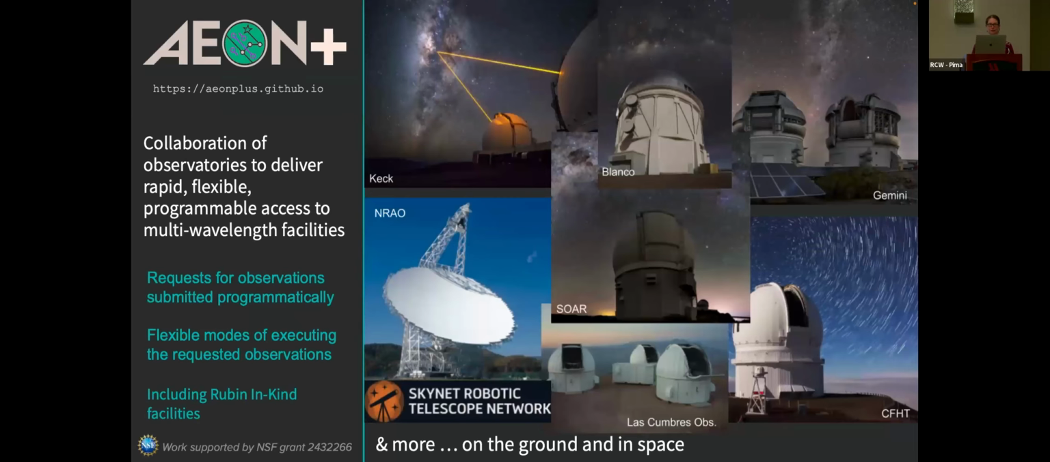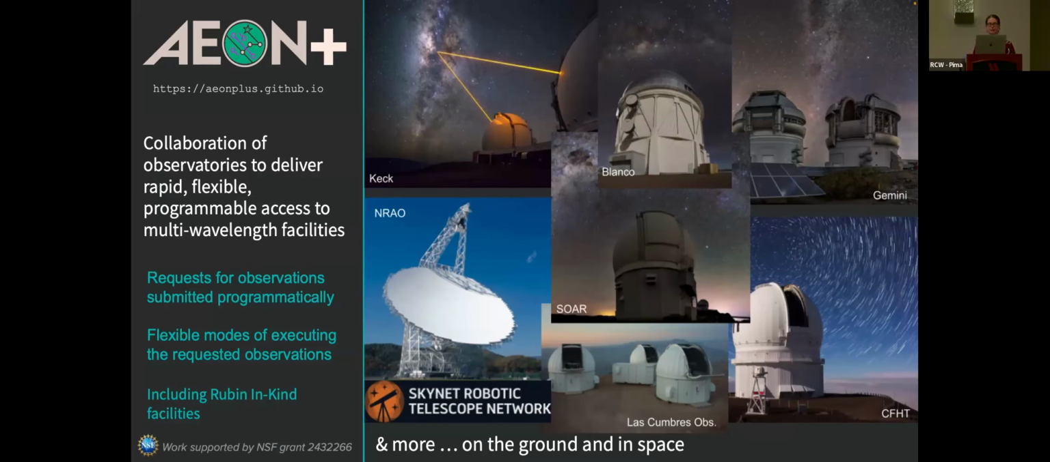Moving on to the AEON Plus system. This is in the observatory area. This is a collaboration between observatory operators in order to really optimize the workflow to enable time domain science and time domain follow-up. There are two key technical aspects to that. One is that we should be able to just request observations to be done in flexible modes of observation, in queue mode scheduling or in target of opportunity.